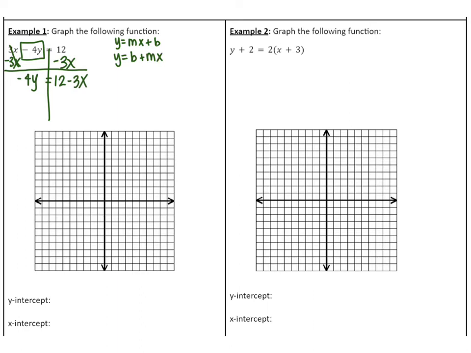All right, so once I have negative 4y equals 12 minus 3x, all I need to do is get rid of that negative 4 times my y value. I just want 1y. So I'm going to divide both sides of my equation by negative 4. When I do that, it's actually dividing my 12 and my negative 3x. So I'm just going to show that that's what I'm doing.